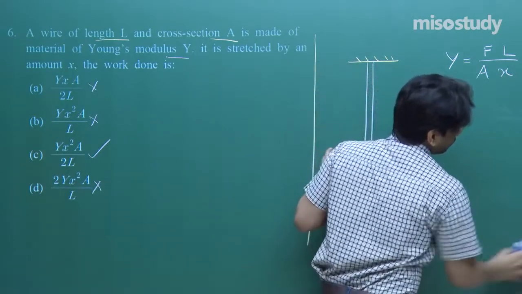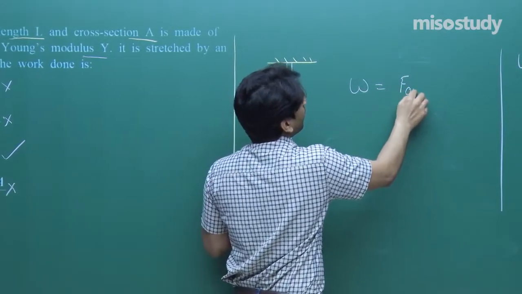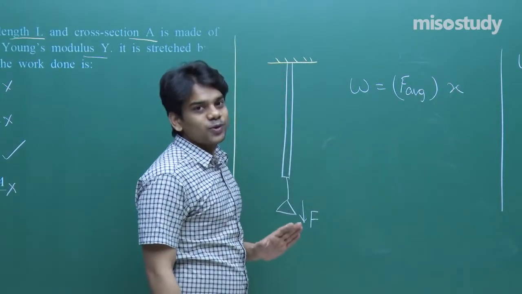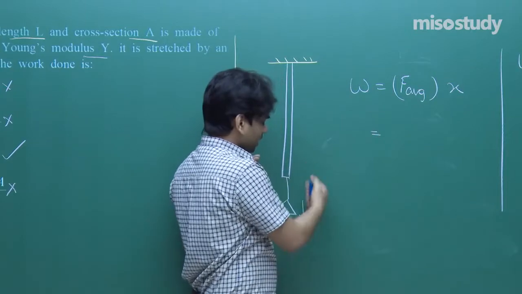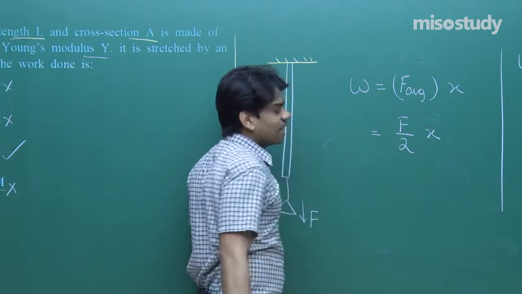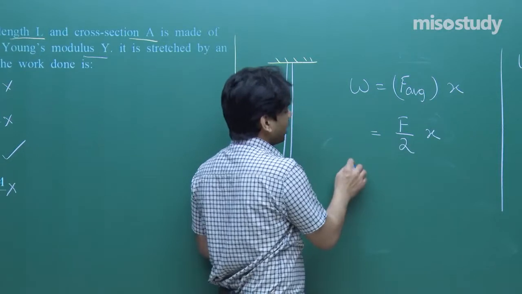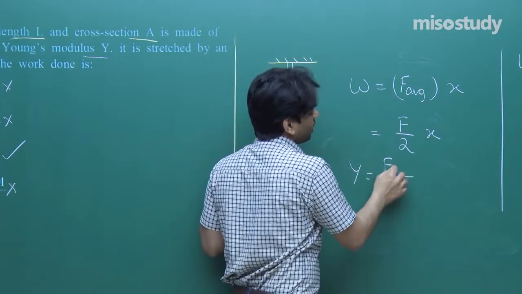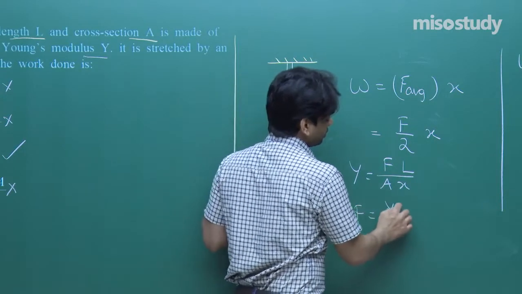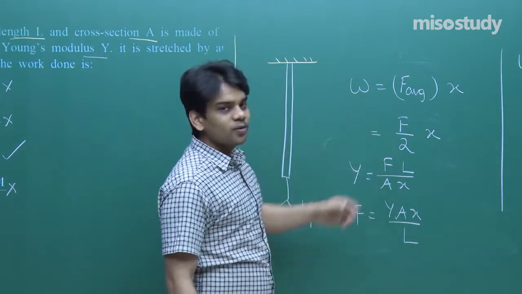What you can do, we all know that work done is equal to F average multiplied with x, and average force will be equal to the total force that is applied here. So it will be F by 2 multiplied with x. And F that you have to apply, you can apply using this: Y equals F by A times x by L. So F will come out to be YA x by L. Now you put this value here, you will get the work done.